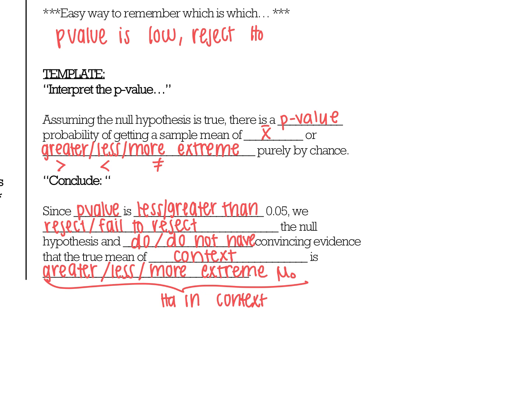Since your p-value is greater than or less than 0.05, we write our conclusion: reject or fail to reject the null hypothesis, and we do or do not have evidence that the true mean is greater than, less than, or more extreme than the null hypothesis. And that last piece should just match up with your alternative hypothesis, which is either greater than, less than, or does not equal.